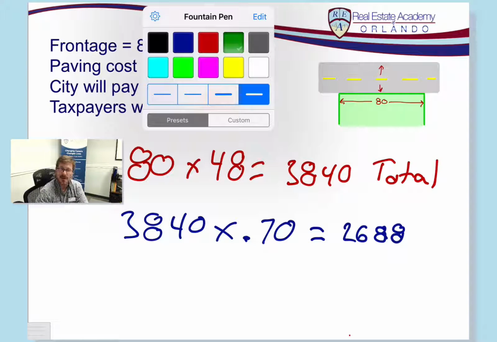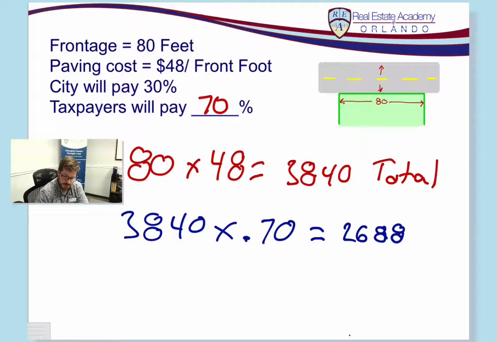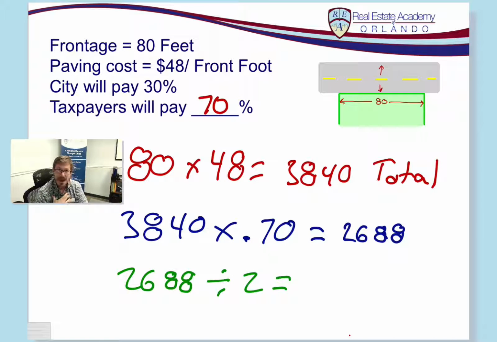Now, this is what the taxpayers are going to pay, but remember, we have a neighbor across the street. They have to pay their share. So now our third and final step is to take our taxpayer share, the $2,688, and we're going to divide this by 2. Now we know that our share of the property tax for the paving is going to be $1,344. Now that will be our final special assessment for the paving.